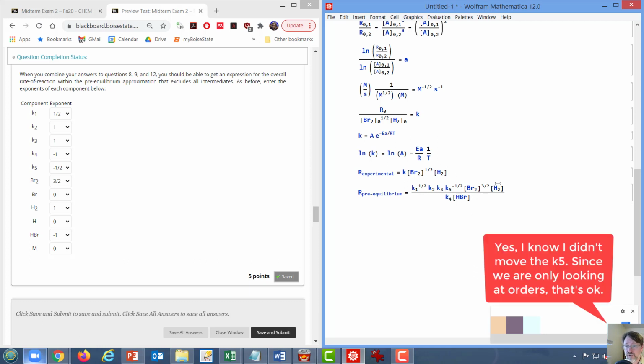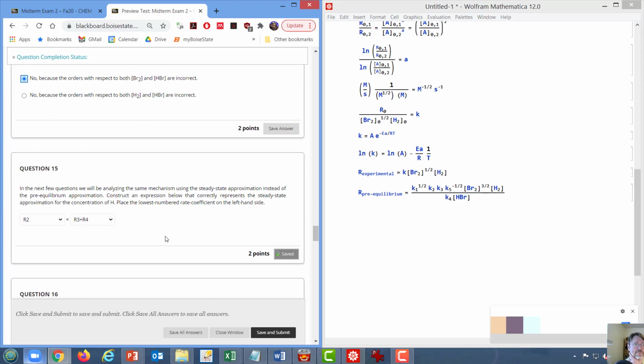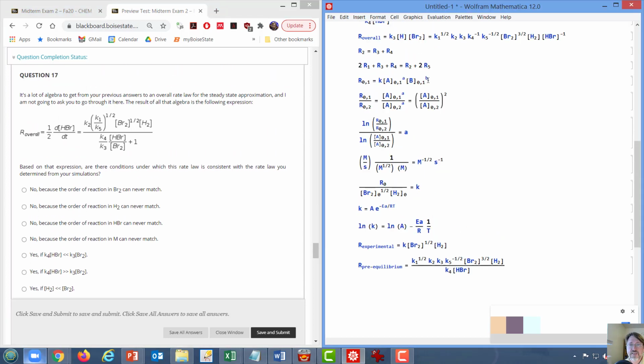The H2 order is correct, but the Br2 is not, and the HBr is not. So no, because the orders with respect to HBr and Br2 are incorrect. Okay, question 17. It's a lot of algebra to get from the steady state things that we had to this expression, but we do it.